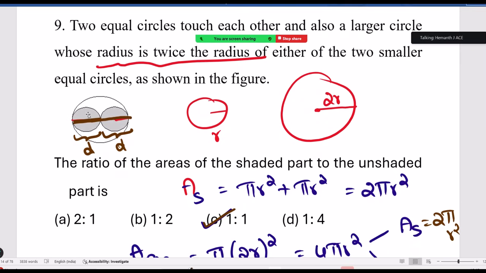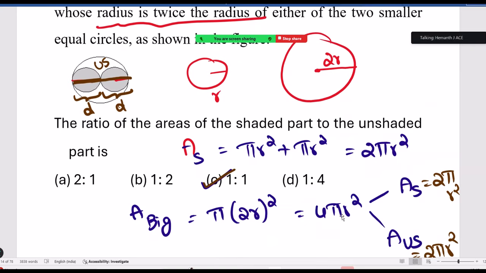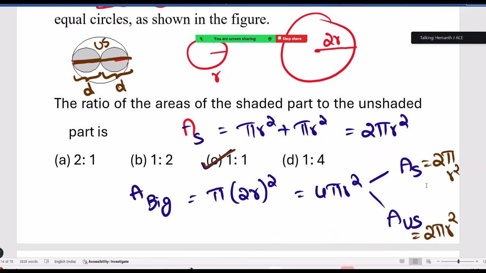In the big circle there is a shaded part and an unshaded part. These are the unshaded parts, not shaded. These two circles are the shaded area. Two circles' area is shaded, that's why pi r square plus pi r square, 2 pi r square. The remaining is unshaded. We get the unshaded area by removing the shaded area from the total area. So total area is 4 pi r square. Shaded is 2 pi r square, so unshaded also should be 2 pi r square. Both are equal, so we can claim a 1:1 ratio.